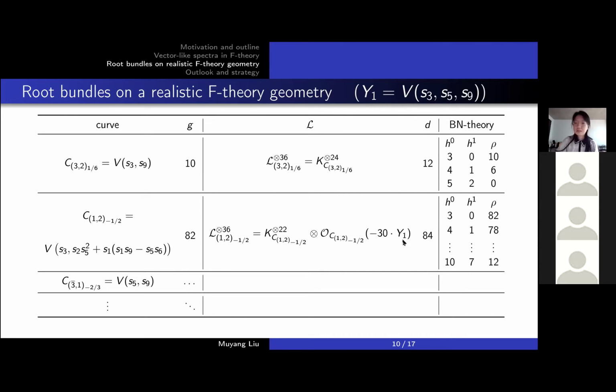Let me mention that Y1 is the Yukawa point that is met by the 3 matter curves, the quark doublet, the Higgs, and the right-handed down quark, such that the bundle expression for the Higgs is composed of the pullback bundles and the non-pullback parts.